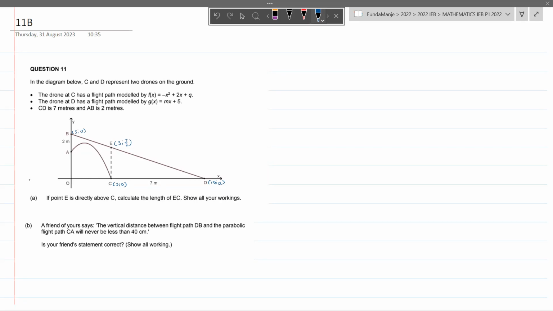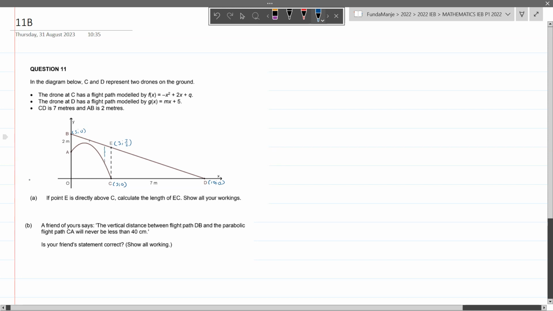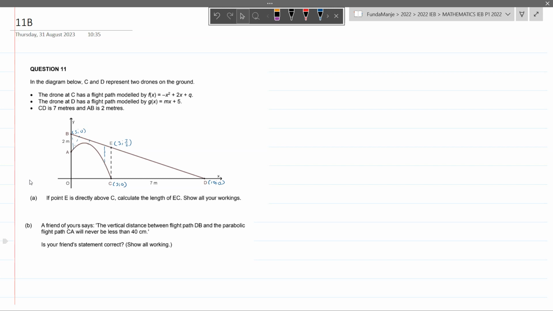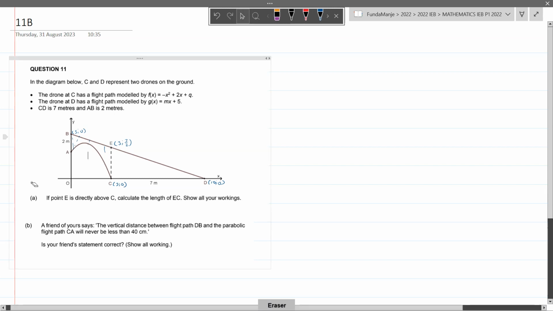A friend of yours says the vertical distance between flight path DB and the parabolic path CA will never be less than 40 centimeters. Is your friend's statement correct? And show all working. So we're going to prove that the vertical distance between these points will never be less than 40 centimeters. That's what we are trying to disprove, I guess, and we have to show all the working.